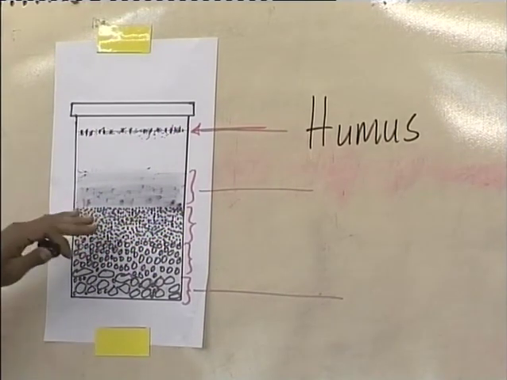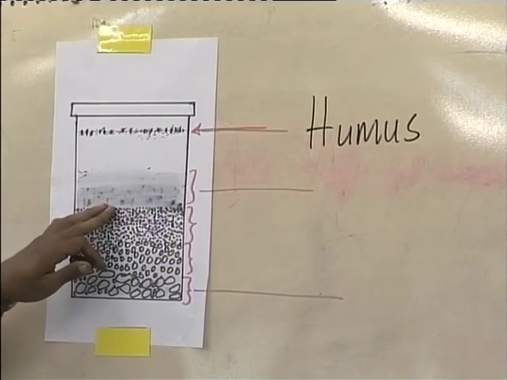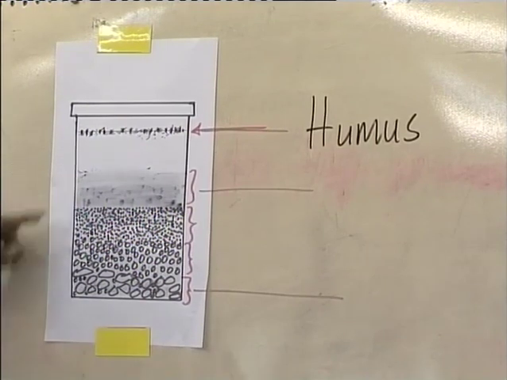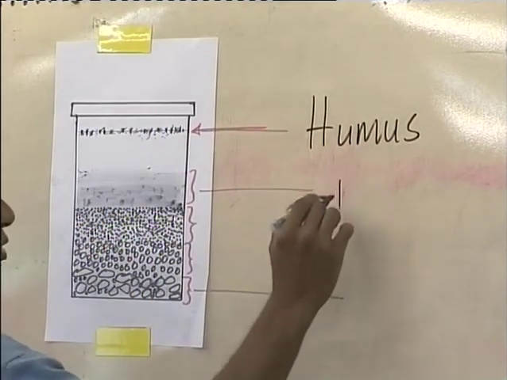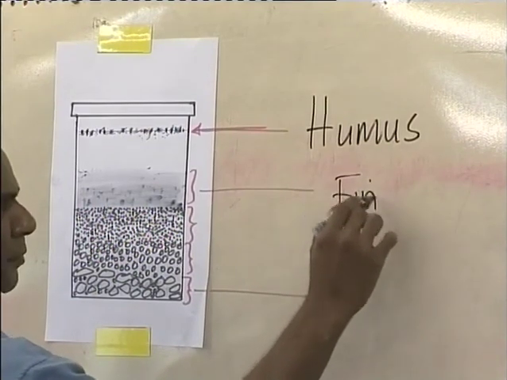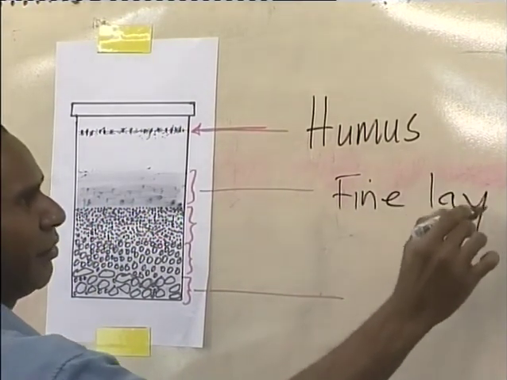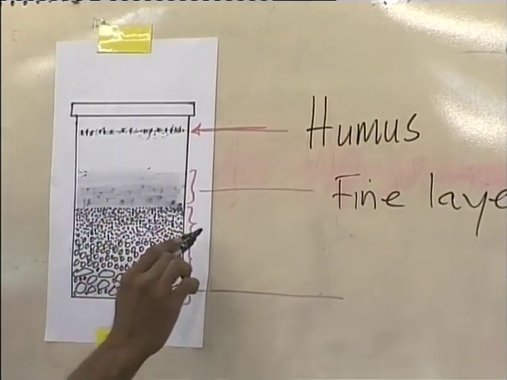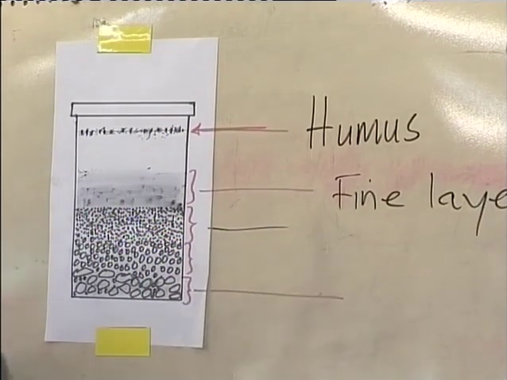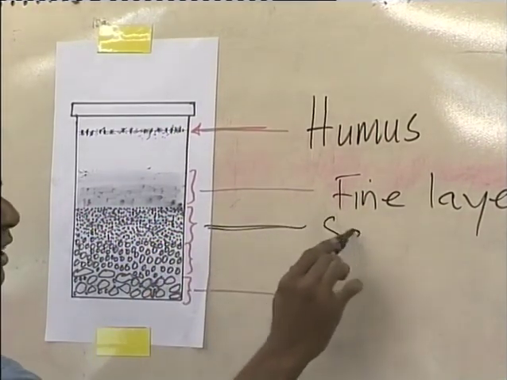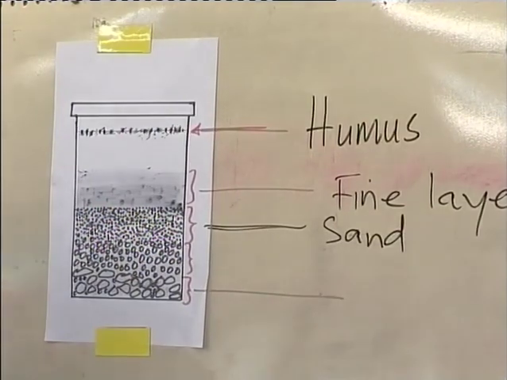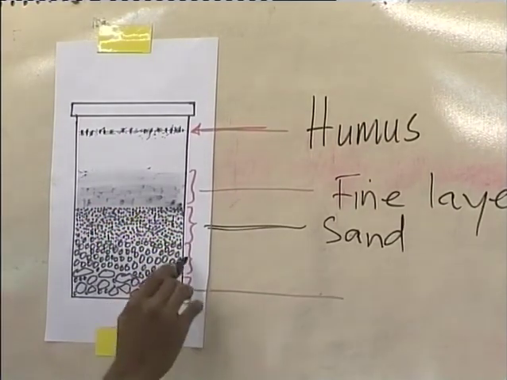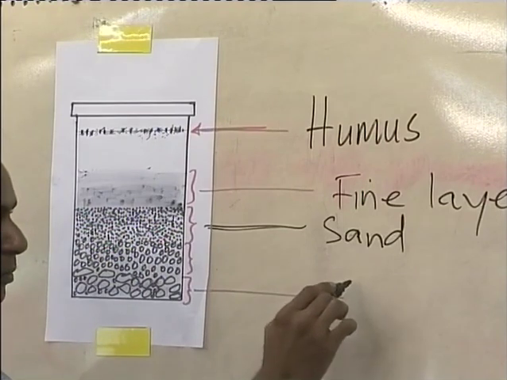At the top view, if you look at your bottle of soil, you will see very fine layers, very fine soil, like powdered soil. This is the fine layer. Very fine soil. And as we go, the particles get bigger. You will most likely find sand here. And finally, you will find large particles at the bottom.